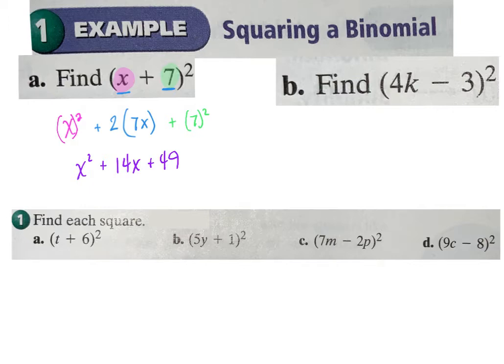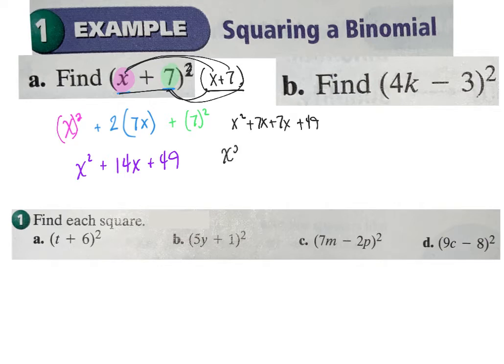And by foiling it, I mean you're going to actually set these out. So you're going to have x plus 7 times x plus 7. So you just have it twice. That's what you do. Then you would have x times x, x times 7, 7 times x, and 7 times 7. And you'll see that you end up with x squared plus 14x plus 49. Because that is the rule for squaring a binomial. All right? Look at the second one.